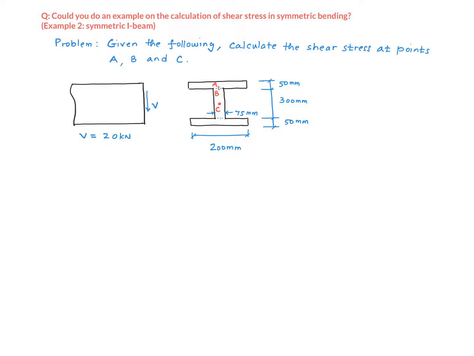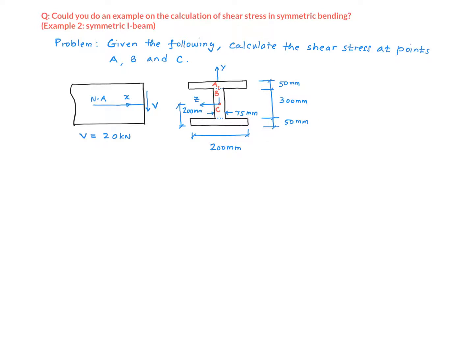Here is the cross-section of the beam. We want to calculate the shear stress due to the shear force at these points A, B, and C. With respect to this line that divides the flange from the web, point A is taken just in the flange, point B is taken just inside the web. Point C is right in the middle, which is the centroid of the cross-section.